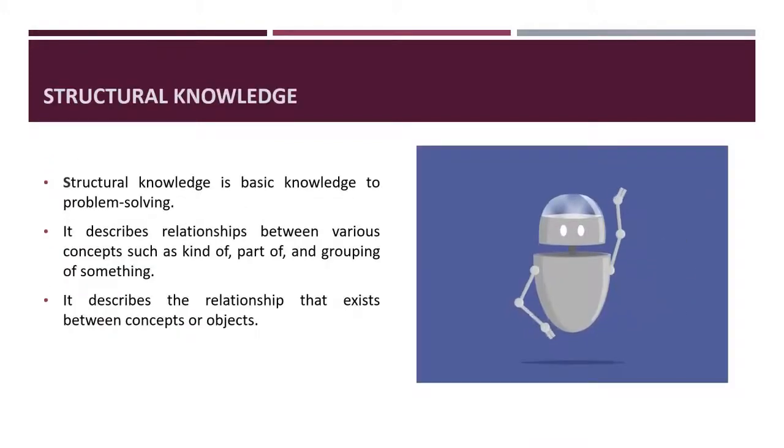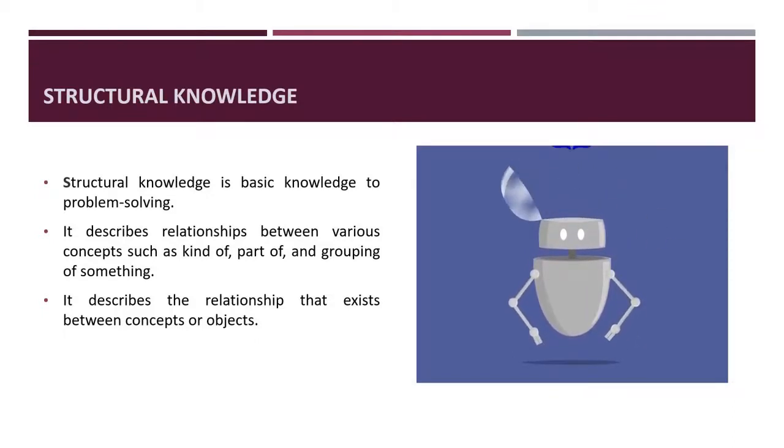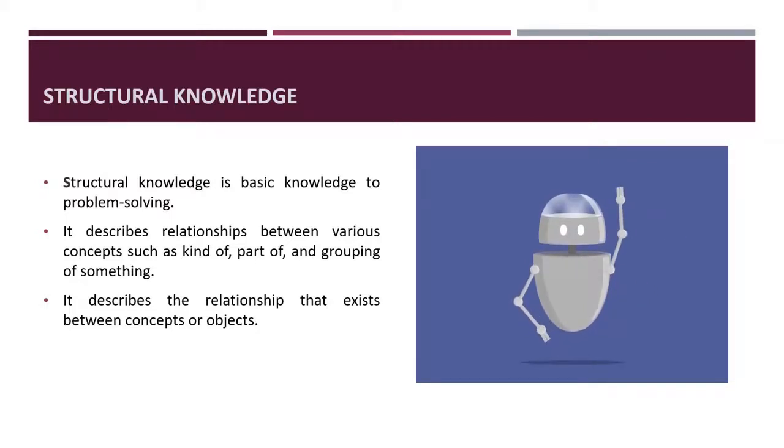The next one is called structured knowledge. Structured knowledge is basic knowledge for problem solving. It describes the relationship between various concepts such as kind of, part of, and grouping of something. It describes the relationship that exists between concepts or a particular object.